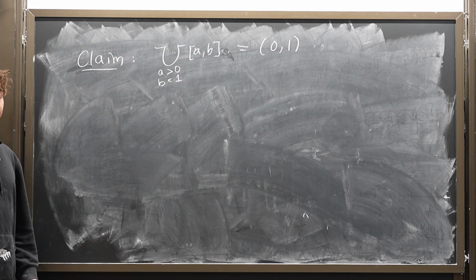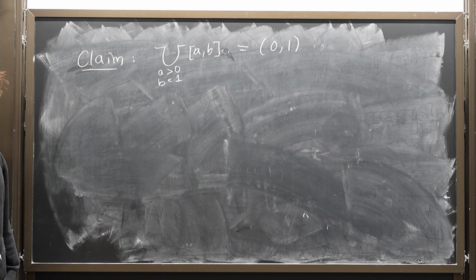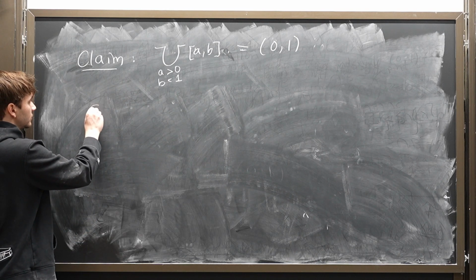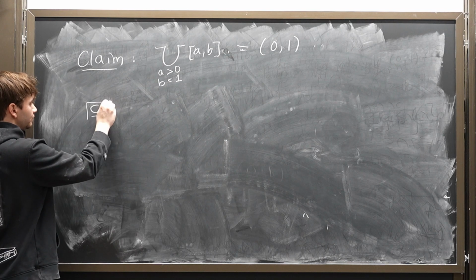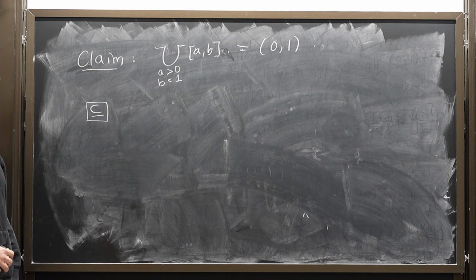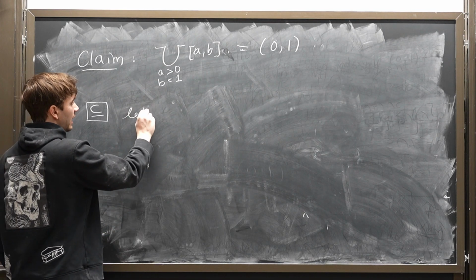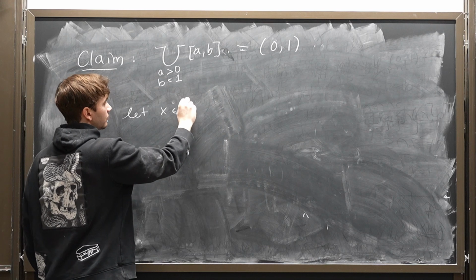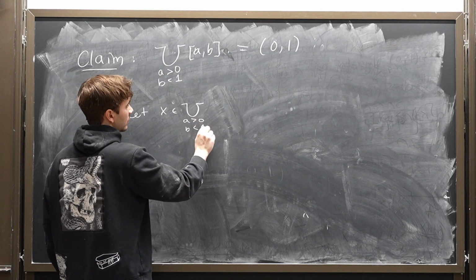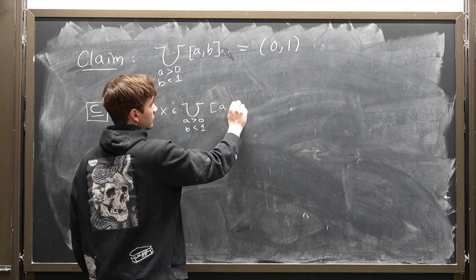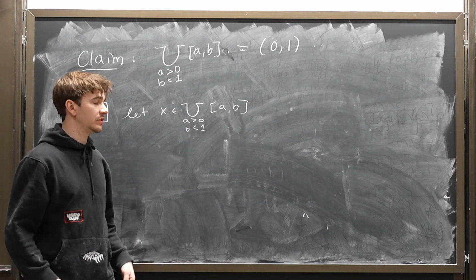So, as always, to prove two sets are equal, we need to prove both directions of the set theoretic inclusion. So let's begin with the easier direction, which is this direction. Okay, why is this direction easier? Well, let's look. If I let X belong to this union, then by definition, if X belongs to the union, it has to belong to some element of the family.